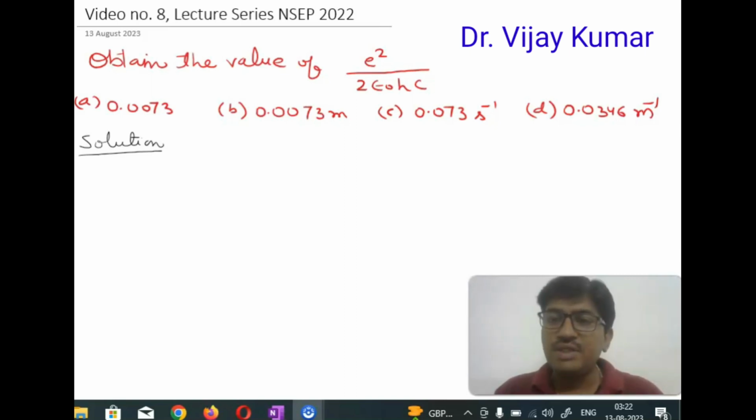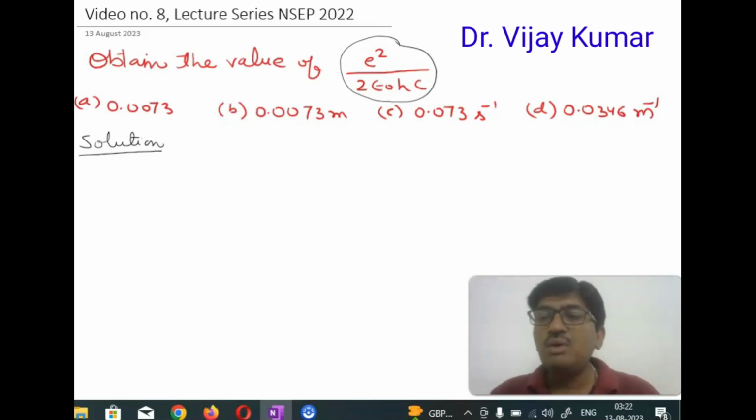This is a very simple problem, but it is simple only if we know the value of constant parameters with their units. The question is given on the screen. Obtain the value of e square upon 2 epsilon naught hc. We have to determine the value of this expression, and we can only determine it if we know the value of e with its unit.